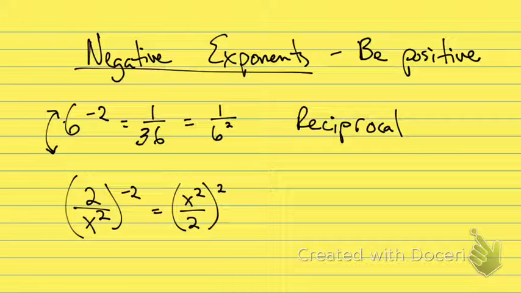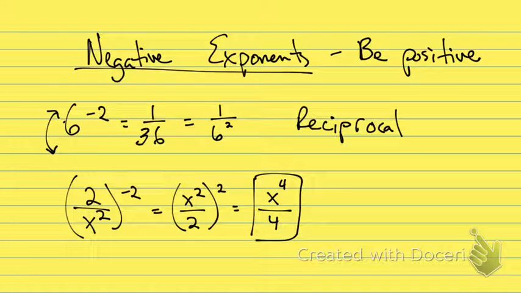Yeah, I flipped it, right? Well, shouldn't it still be 2 to the negative? No, I got you, that's right. Okay, so let's test this out. x squared squared is x to the 4th. 2 squared is 4. Sweet. So that one checked out.